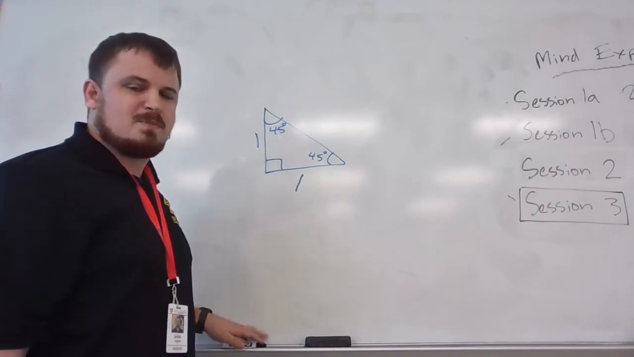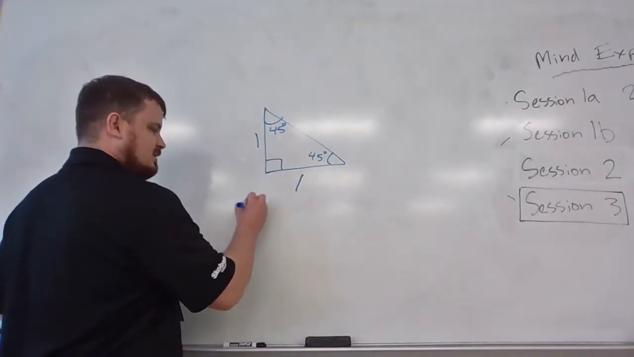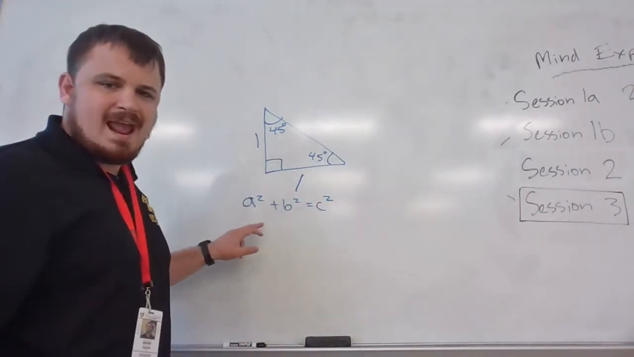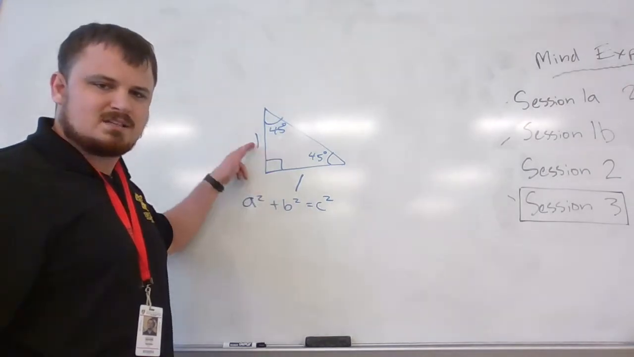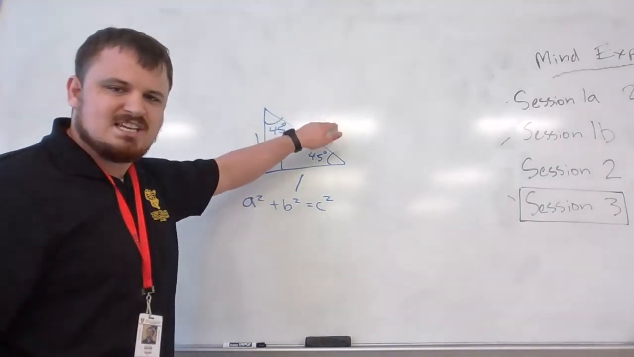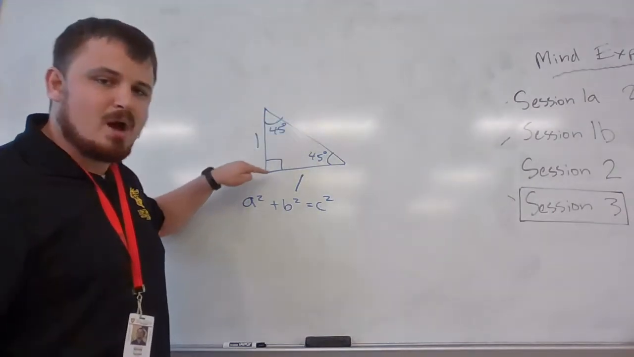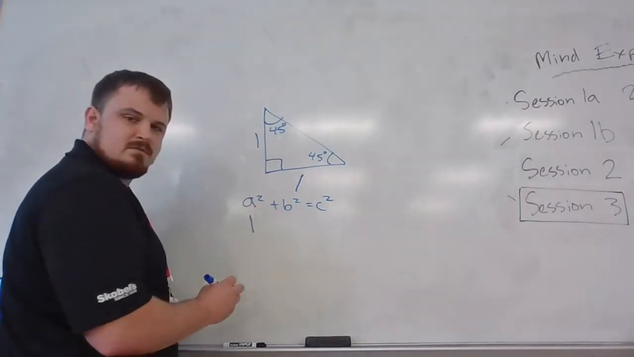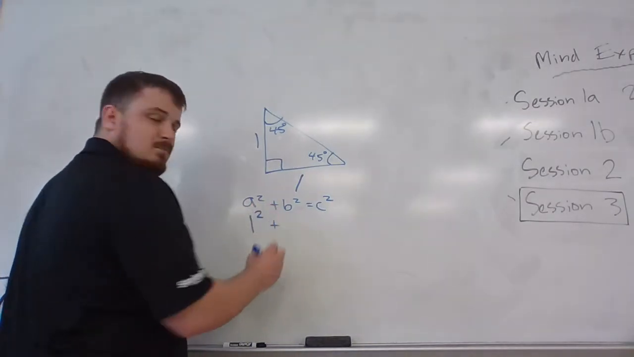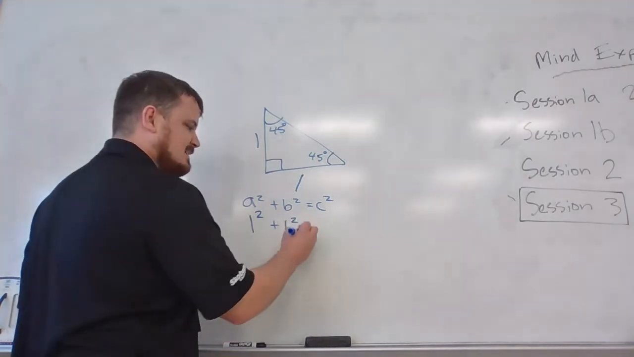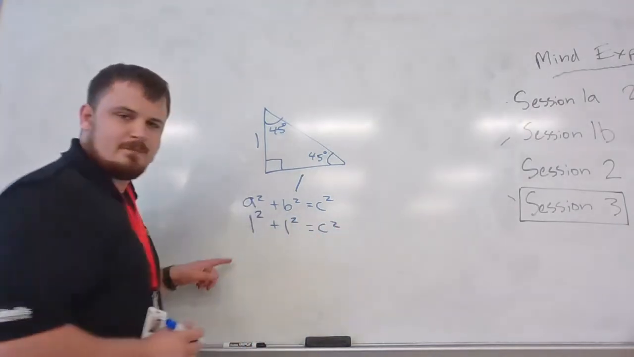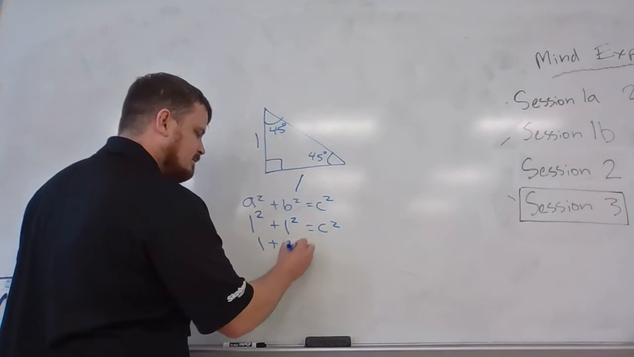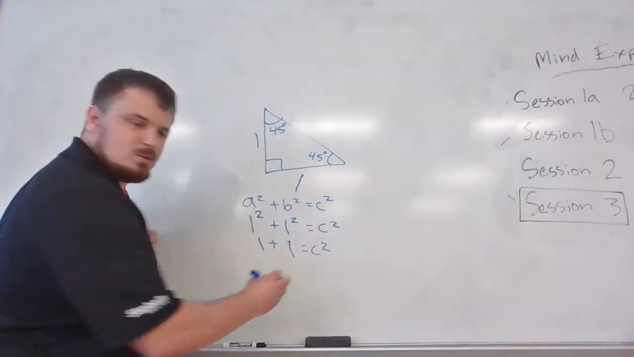So now we're going to use the Pythagorean theorem, which is a squared plus b squared equals c squared. Remember, a and b are either leg, and it doesn't matter which one goes where. The only thing that matters is c has to be the hypotenuse, which is what's across from the right angle. So let's plug in 1 for a, so that gets squared, plus we plug in 1 for b, and that gets squared, and it will equal c squared. 1 squared just equals 1. 1 squared again just equals 1. 1 plus 1 equals 2.